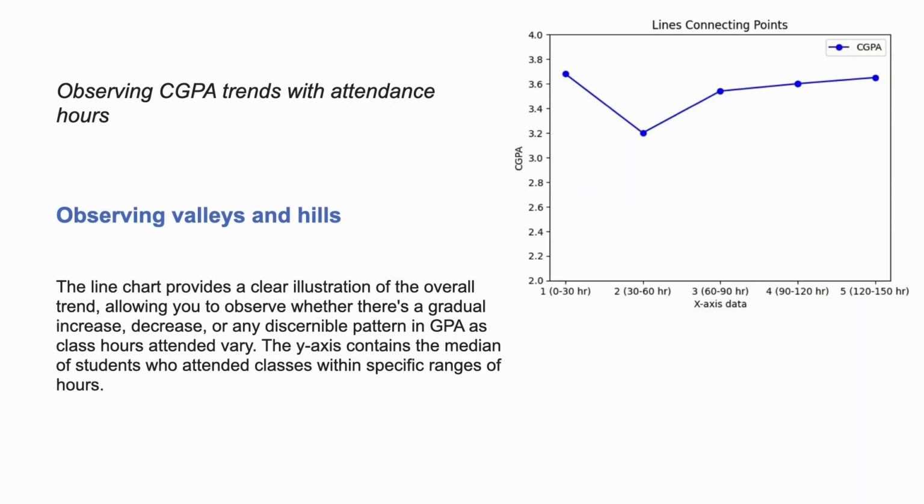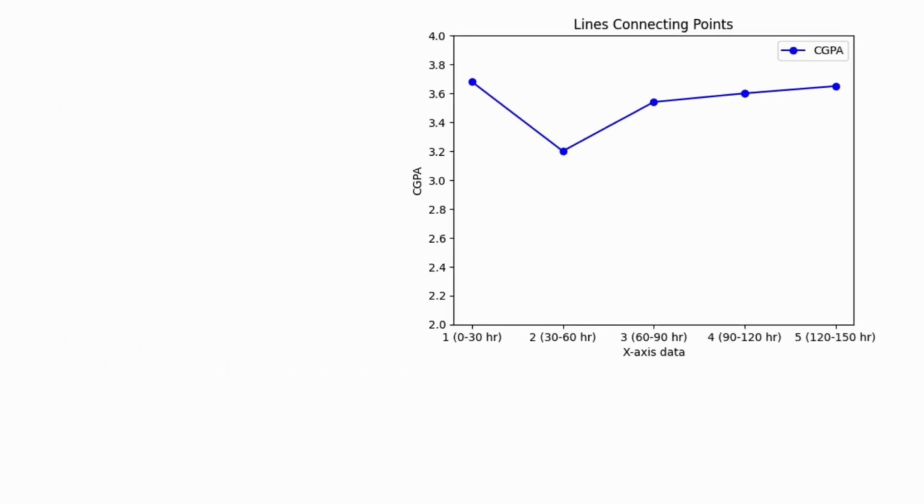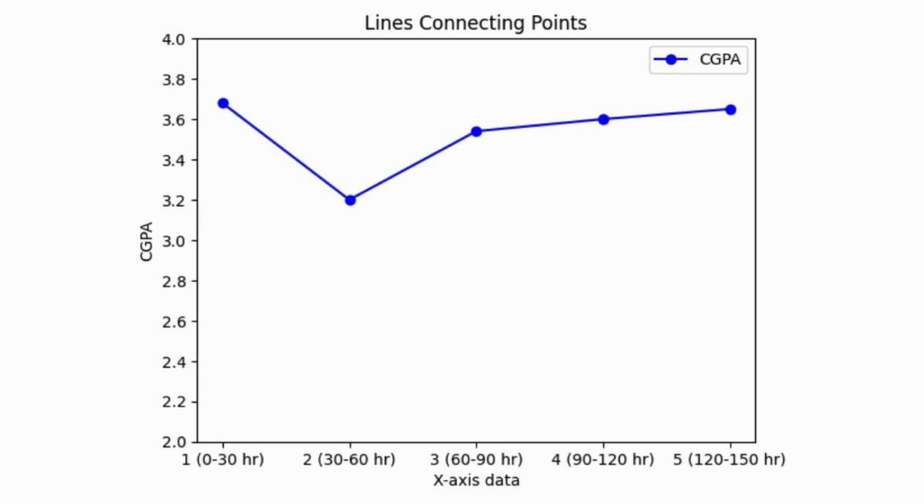Then we try to find a trend line with the help of the previous analysis, observing CGPA trends with attendance hours. The line chart provides a clear illustration of the overall trend, allowing you to observe whether there's a gradual increase, decrease, or any discernible pattern in GPA as class hours attended vary. The y-axis contains the median of students who attended classes within specific ranges of hours. Try to observe the valleys and hills. Let's take a closer look to understand it better.